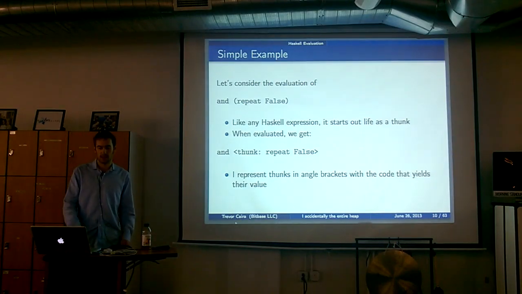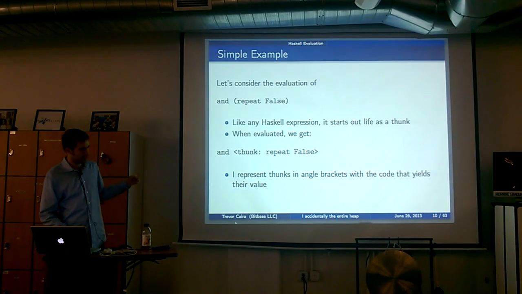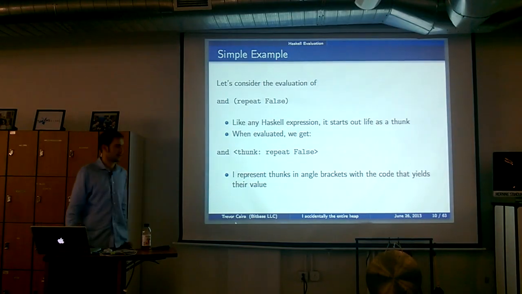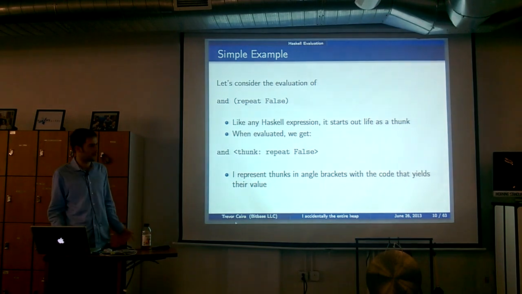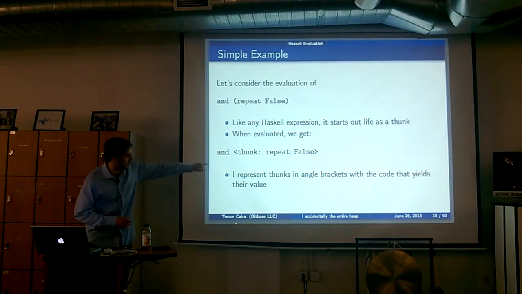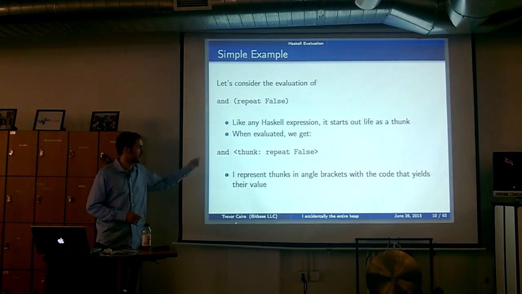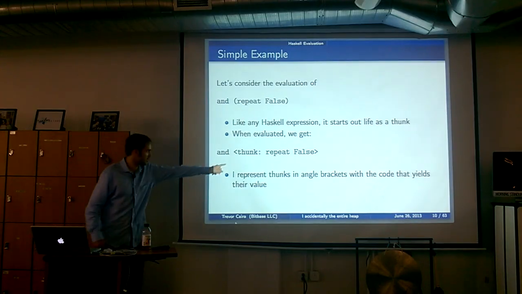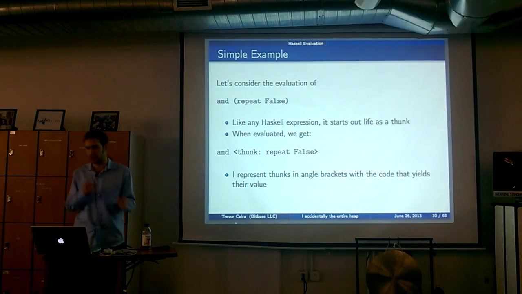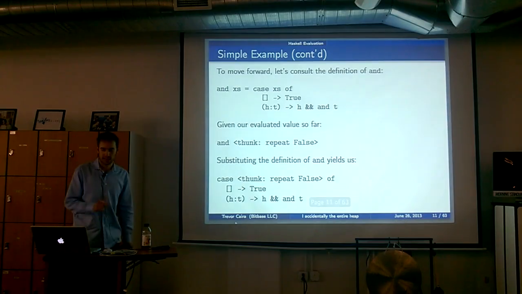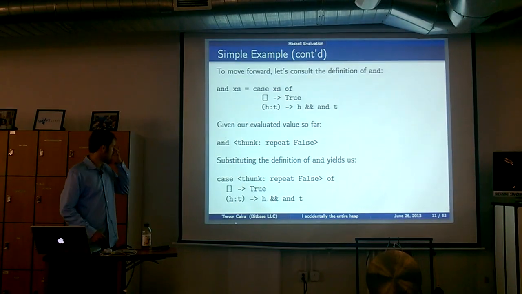So let's break it down, and the first step is to consult what and is. Now I'm using a little representation that I invented, which just puts it in angle brackets, and I just kind of express the code that you would need to resolve that thunk with force. And I'm being a little bit sloppy because in this case, False itself would be another thunk which when forced would return False. But let's consult the definition of and.